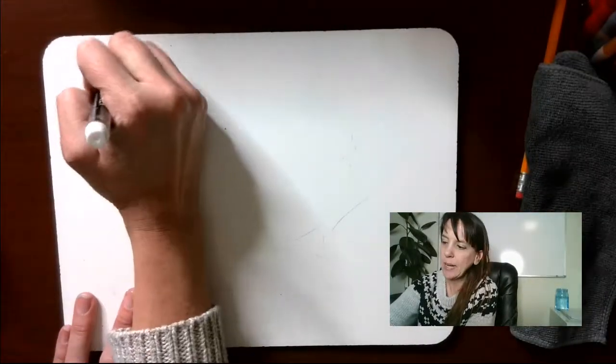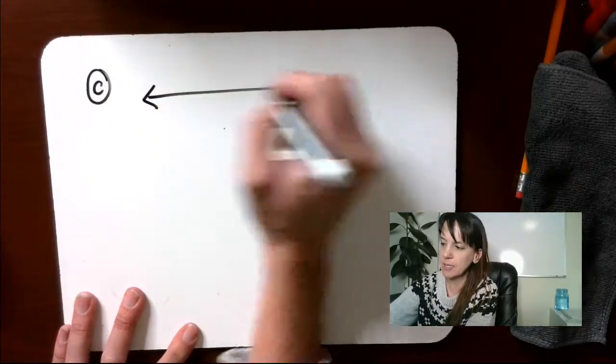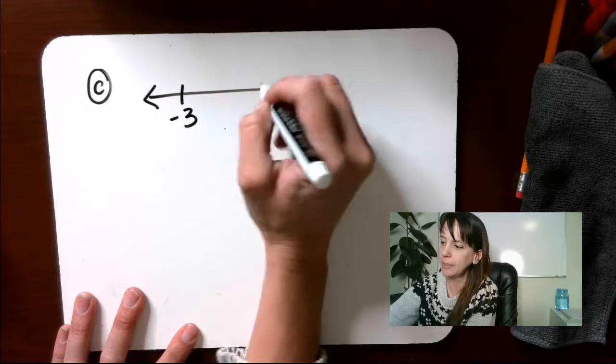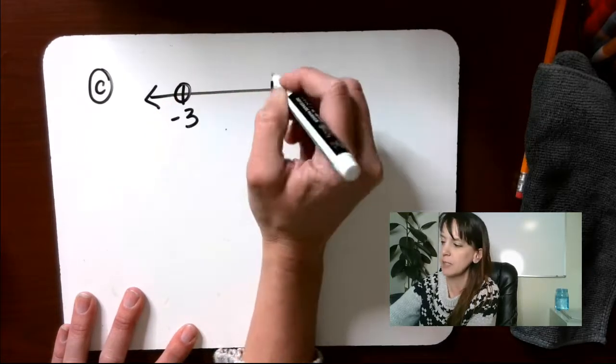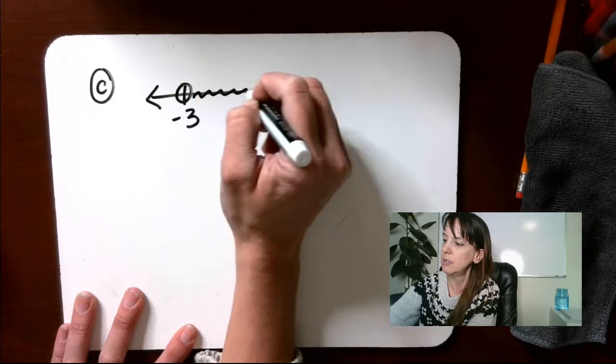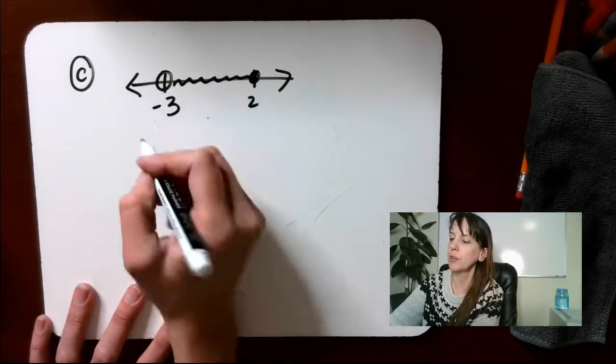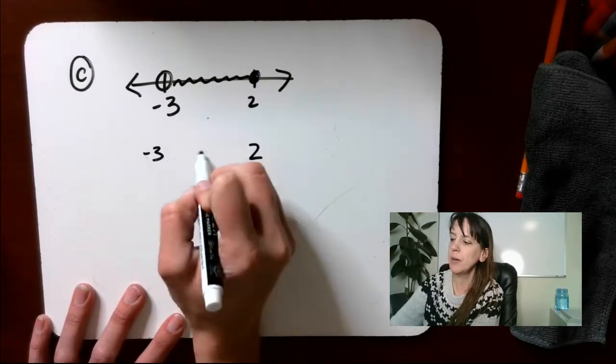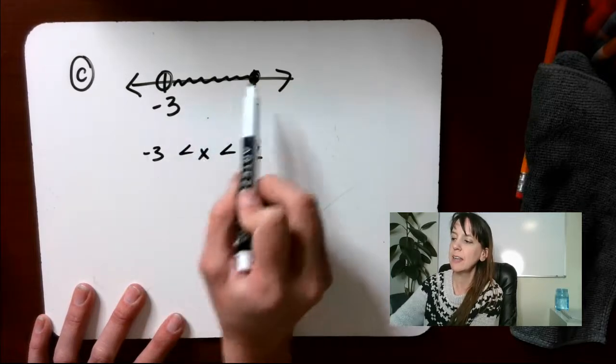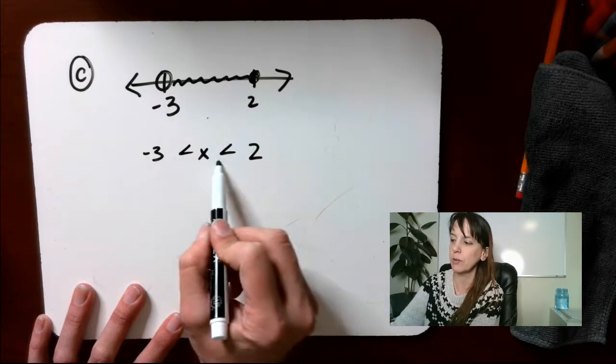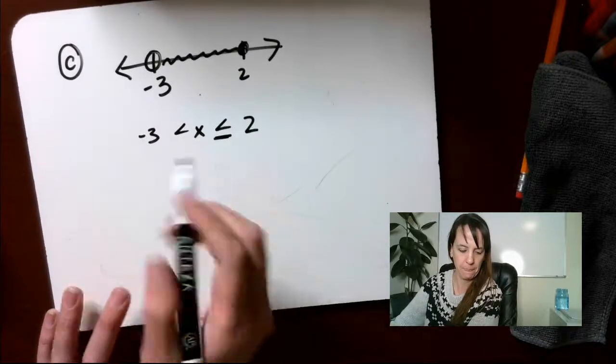C, write a conjunction that describes this graph. It says -3 and then there's a 2. This is open, this is closed. All right, so you're going to write that as -3, 2, x in the middle, less than, less than. This one is shaded, so you've got to throw an equal sign underneath there.